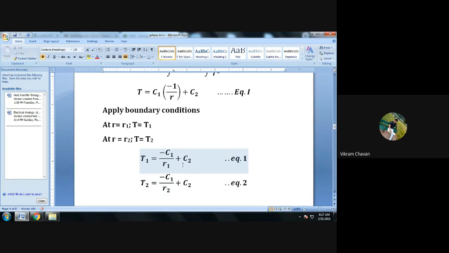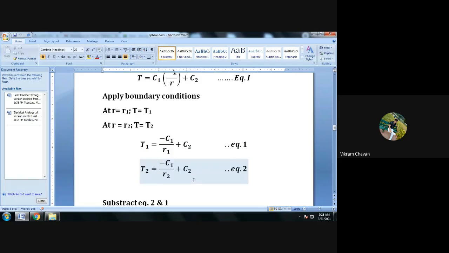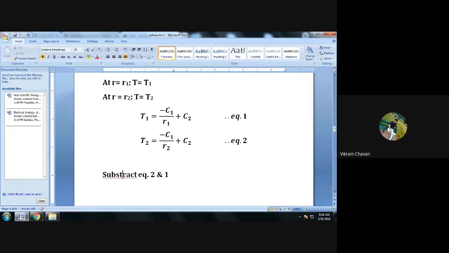So after subtracting equation 1 from equation 2, the C2 constant can be eliminated, and only the C1 constant will remain. So we are going to perform one mathematical operation: subtract equation 2 and 1. Write this down: subtract equation 2 and 1.